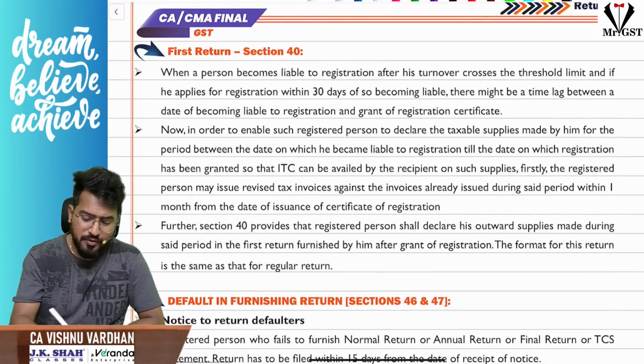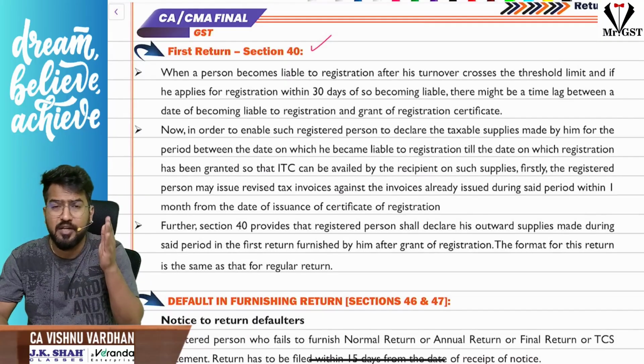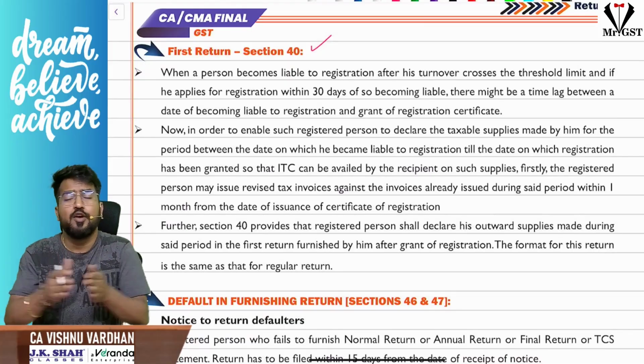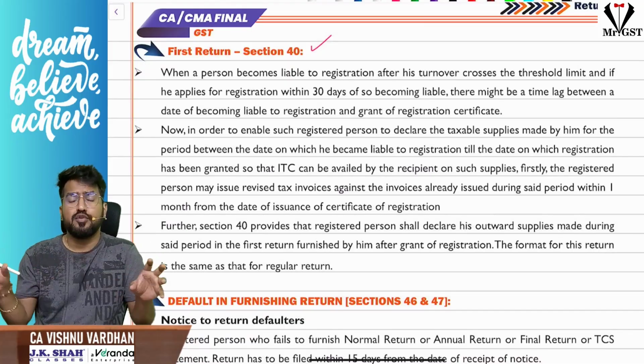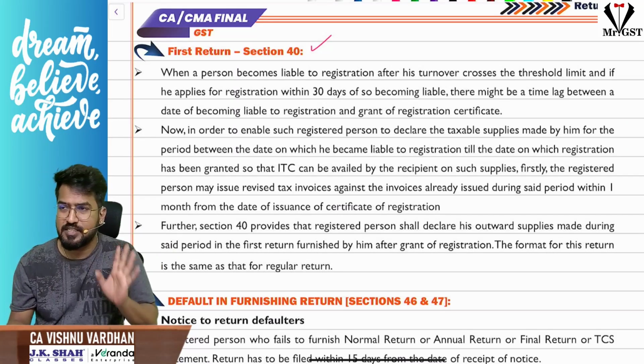Next, first return. If you remember, first return is a concept where you are giving the revised tax invoices. From the effective date of registration till the date of grant of registration certificate, whatever the supplies are made, for those supplies you can give the revised tax invoices, and those revised tax invoices will be given in first return. That is the concept.